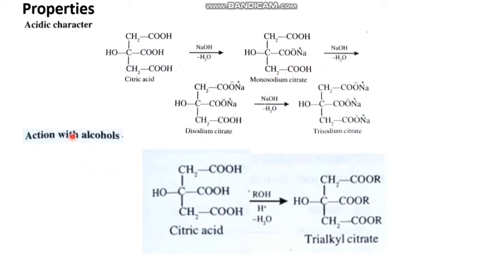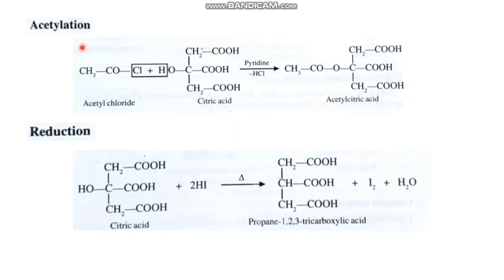Similarly, the next reaction is the action with alcohol. When citric acid is reacted with alcohol, we get trialkyl citrate. The alkyl group depends upon the alcohol. Then next one, acylation. When citric acid is reacted with acyl chloride, CH3COCl, in the presence of a base, pyridine, we get acetyl citric acid. These are simple reactions.